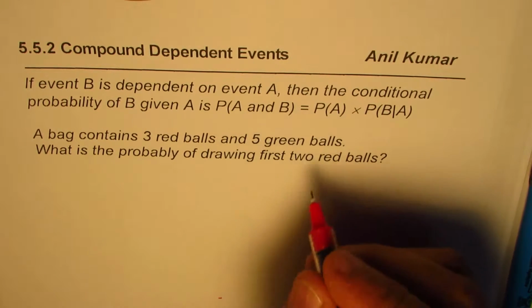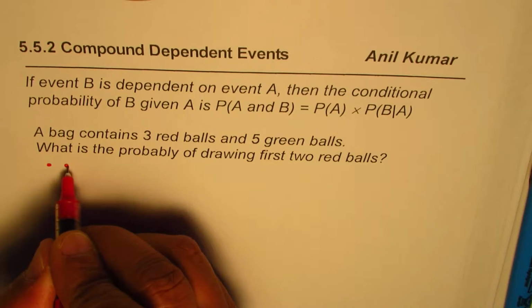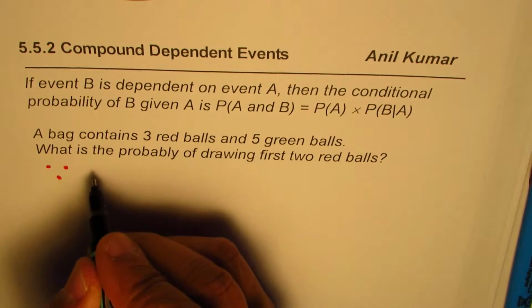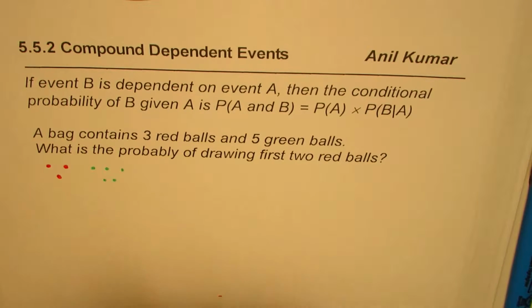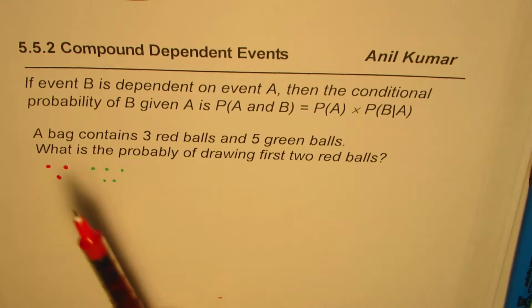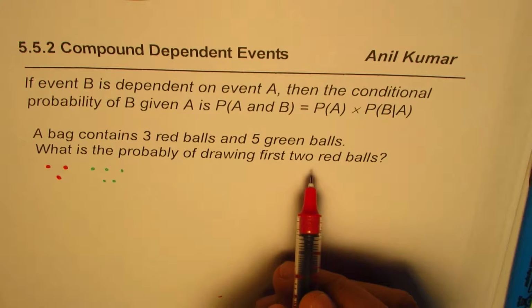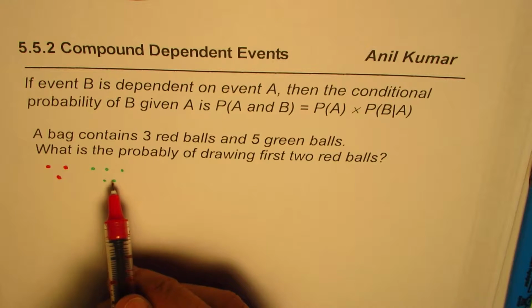So what we're given here is 3 red balls. So let's say these are the 3 red balls, and it contains 5 green balls. So 1, 2, 3, 4 and 5. Now the question is, what is the probability of drawing first 2 red balls? Now how can you solve this question? So in this case, it is very clear that we are not replacing any balls, right? So if you draw one, we have one less, correct?